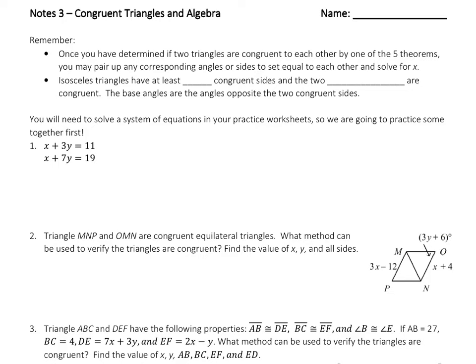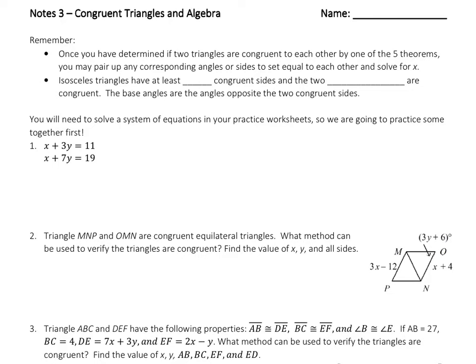Once we have determined the two triangles are congruent by one of our 5 different methods, we can set the sides that are congruent equal to each other and solve for the variable. So some of the times you're going to see in these problems that you might have to solve a system of equations, so we're going to start with one of those.